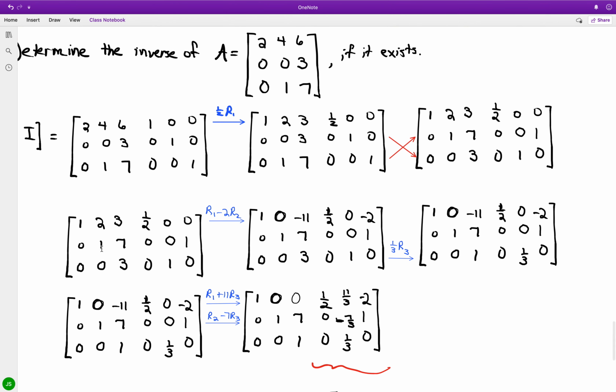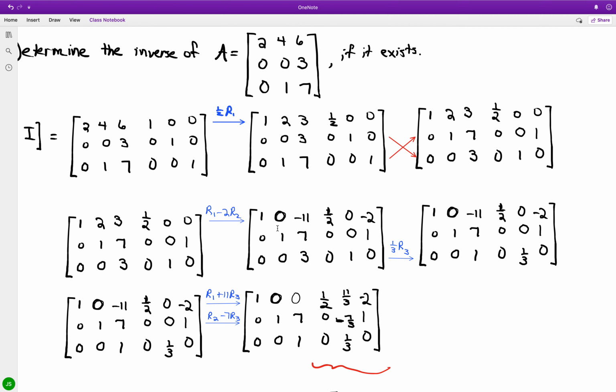So for the second column, I have 0 beneath it, and I want to make this 2 likewise into a 0. To make this 2 go to 0, I'm going to take 2 minus 2, and this will be through the first row minus twice the second row elements. So here, the first row is now going to become 1, 0, negative 11, 1/2, 0, and negative 2. And again, this is taking twice 0, 1, 7, 0, 0, 1 from the respective parts of the first row.